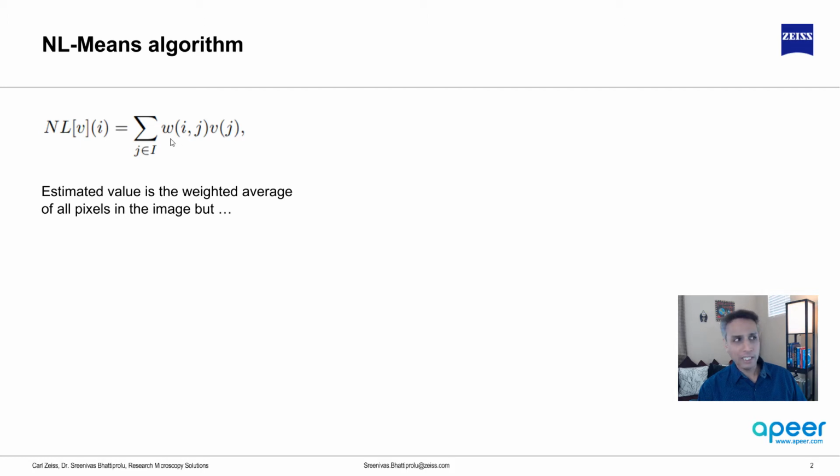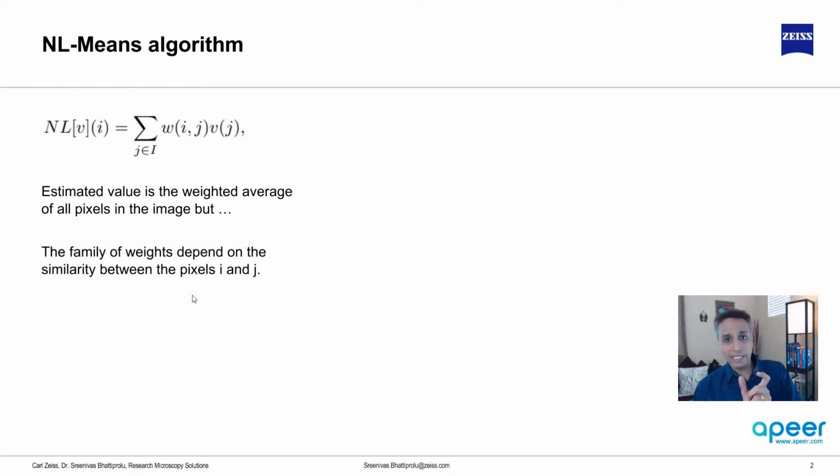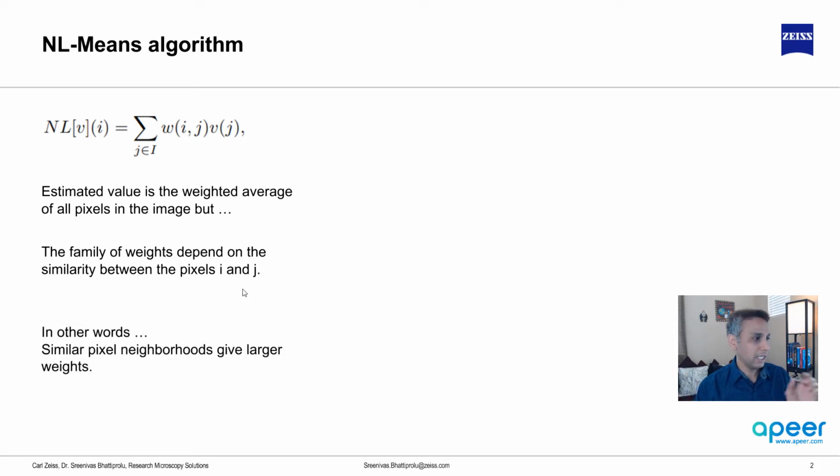So this is our weight, okay? So it's the weighted average of all the pixels in the image, except the family of weights depends on the similarity between the two pixels. So what does that mean in plain English? If I have a pixel right here within my medium gray area, it looks at all the other regions that look similar to this region and then takes the weighted average of all of these in small patches, okay?